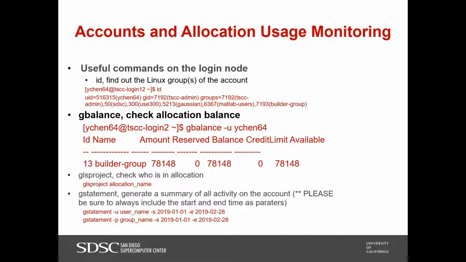And gstatement is a command that generates a summary of all activities on the account. You give some options to this command. You either use the -u option or -d option, and then a start and end time, and it will print out a summary of all activities on that allocation.